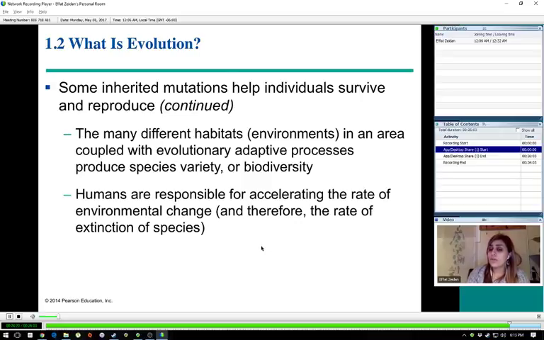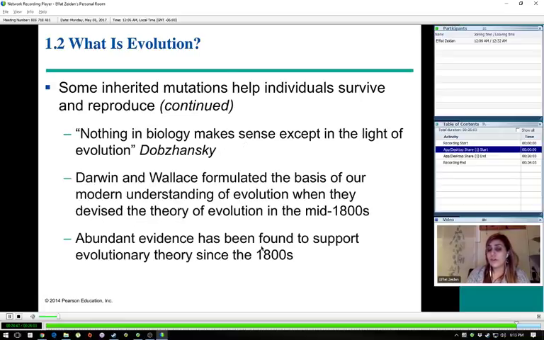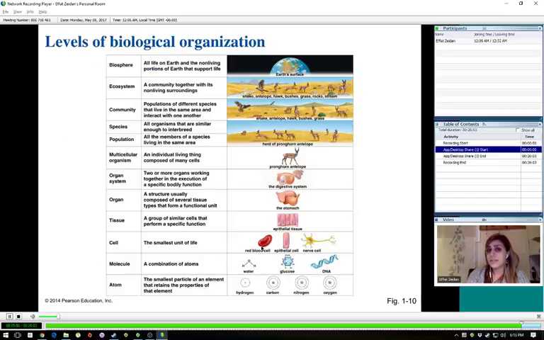And humans are responsible for accelerating the rate of environmental changes. Humans are responsible for changing the environmental conditions as time passes, and therefore that would lead to the extinction of more species, because those species will not be able to survive and flourish in the conditions that human beings are creating. And there have been some scientists who have talked about evolution, most notably Darwin, who formulated the basis of the modern understanding of evolution when he devised this theory in the mid 1800s.